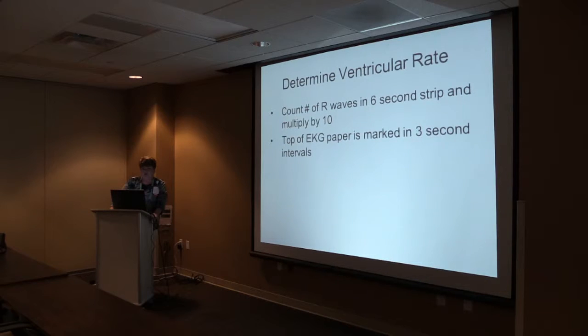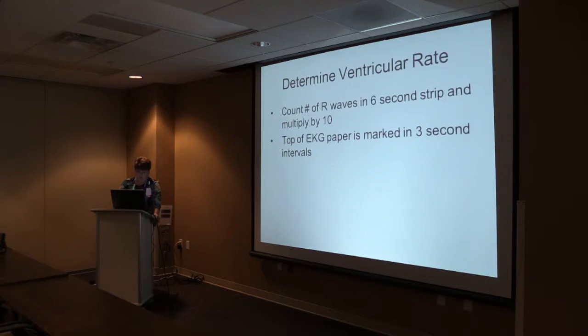When you determine the ventricular rate, you're going to count the number of R waves in a 6-second strip and multiply by 10. That'll give you the number of R waves, which correlate, remember, to the ventricular beat. Therefore, we should have what the heart rate would be. Now remember that this is electrical, not necessarily mechanical.